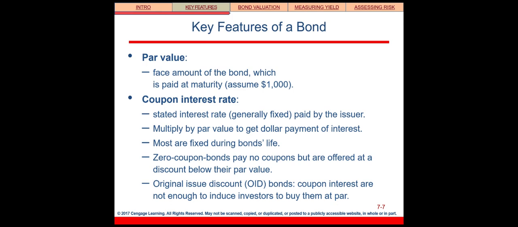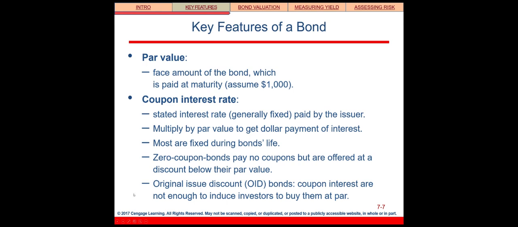So usually if you hold it to maturity, then it's between the purchase price and the face value. If you don't hold it till maturity, then it's the purchase price and the selling price, right? But zero coupon bonds do not pay coupon, therefore they are always sold at a discount below their par value.